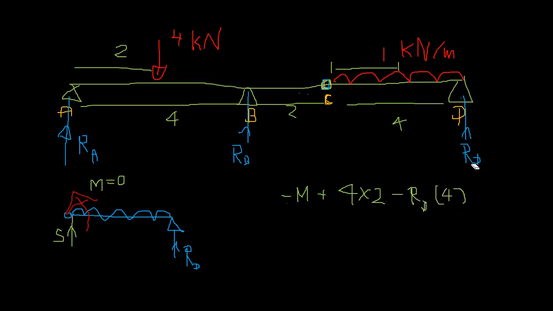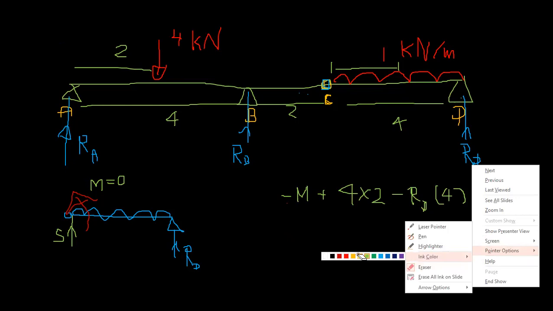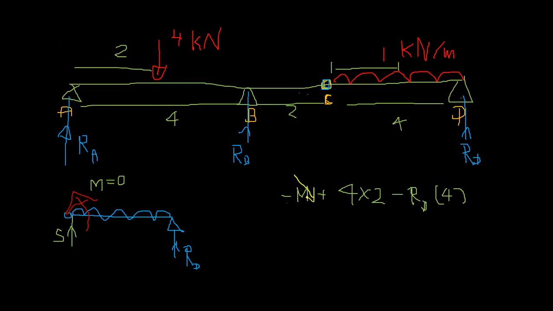There's no hinge here. So you can take M is 0, RD is 2, right? 2 kilonewton. So it's positive, and that means the direction is correct, right? It's in the upward direction, right?